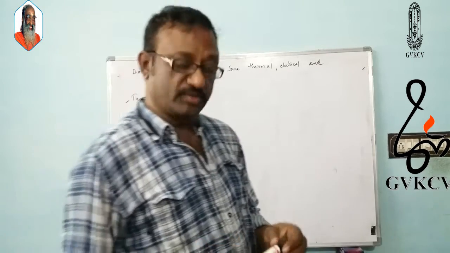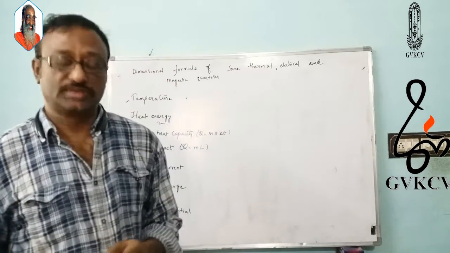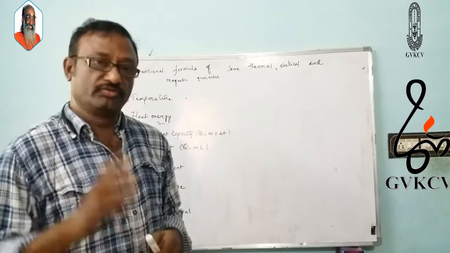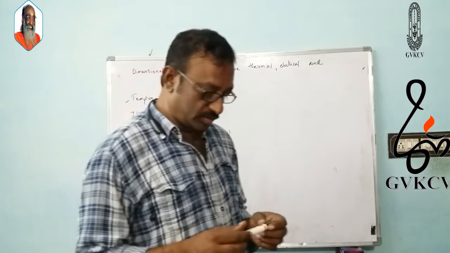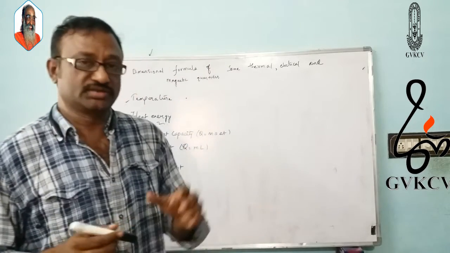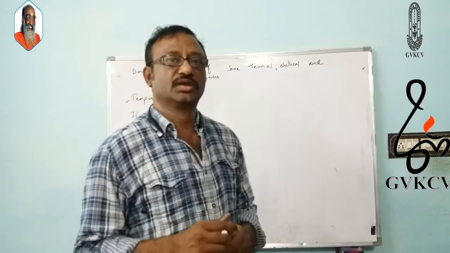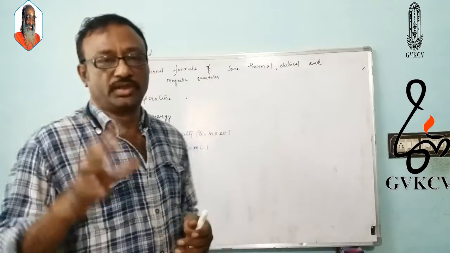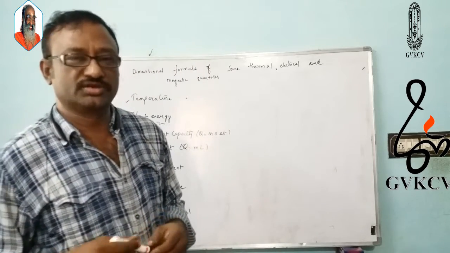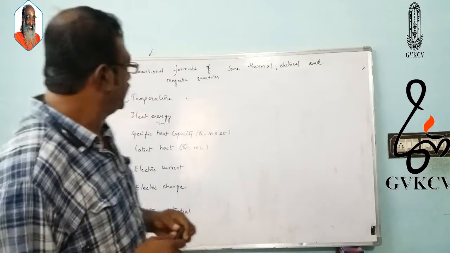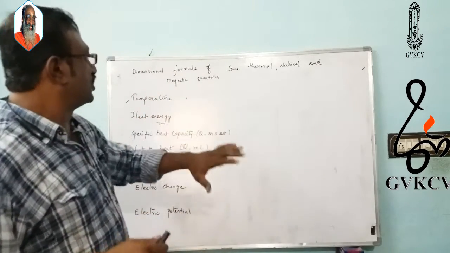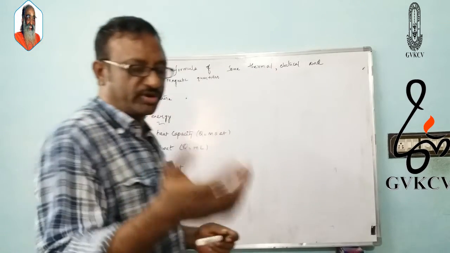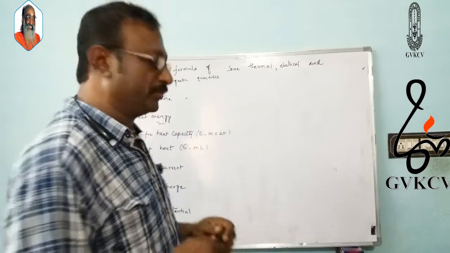Okay, we are in the next part of this dimensions chapter. You might have understood how to write the dimensions for some of the physical quantities by using the basic physical quantities like mass, length, and time. We wrote the dimensions for certain physical quantities, and here there are certain other quantities like thermal quantities, electrical quantities, and magnetic quantities, and we'll go for a practice with them.